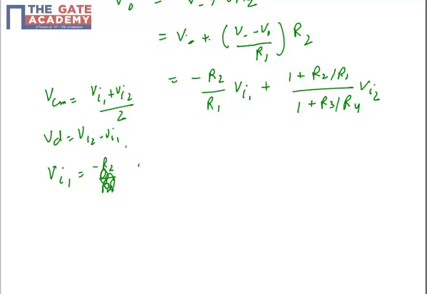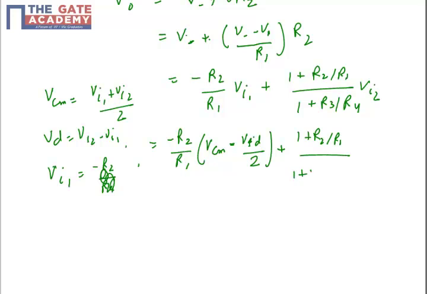So by combining these two equations you can put the values of VI1 and VI2 as VI1 equal to VCM minus VD by 2 and VI2 equal to VCM plus VD by 2. This gives minus R2 by R1 times (VCM minus VD by 2) plus (1 plus R2 by R1) upon (1 plus R3 by R4) times (VCM plus VD by 2).